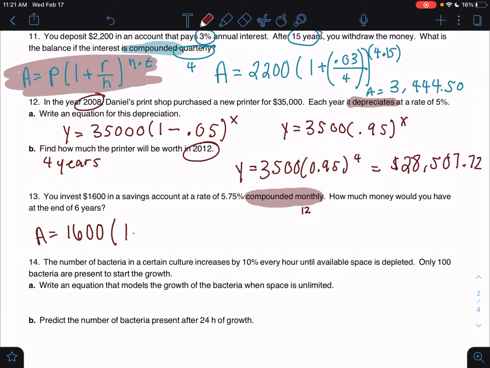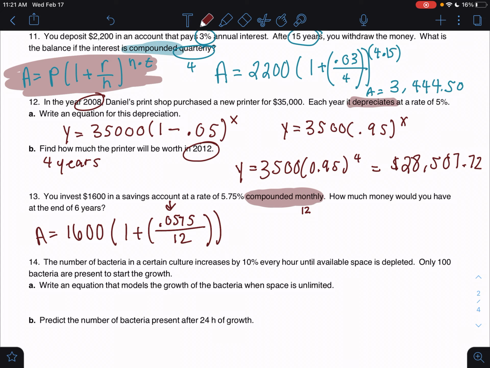And then we have 1 plus another parenthesis. What's our rate? 0.0575 all over the amount of times that were compounded, which is 12. If you have trouble remembering this part, you can think of it as, we have the rate, but we have to split that up over the number of times that it's compounded, right? So if our rate is 5.75%, well, that's every month. So we have to divide that by 12 then.